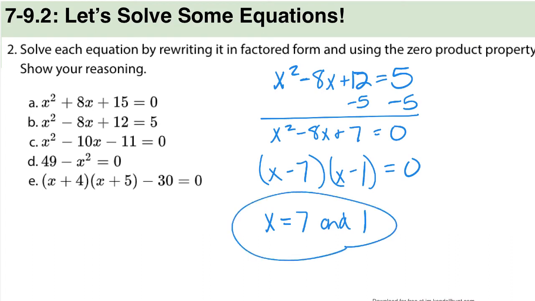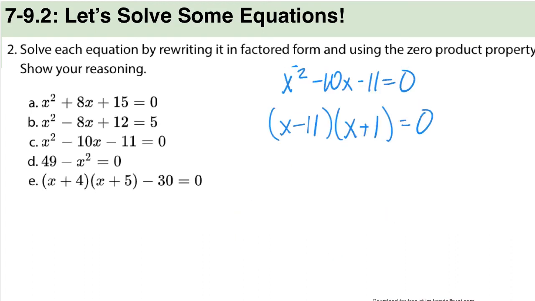Try C on your own and start again when you're ready. Okay, in C it was already equal to 0. Here's the factored form. And so if I solve this, I would have x equals 11 and -1.